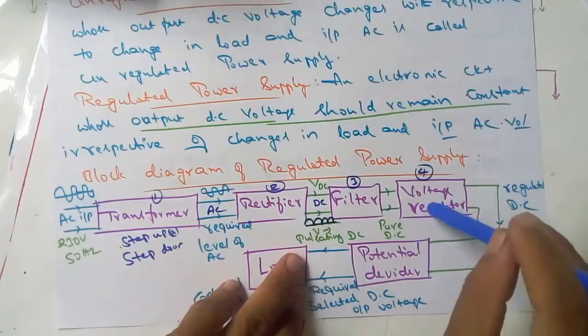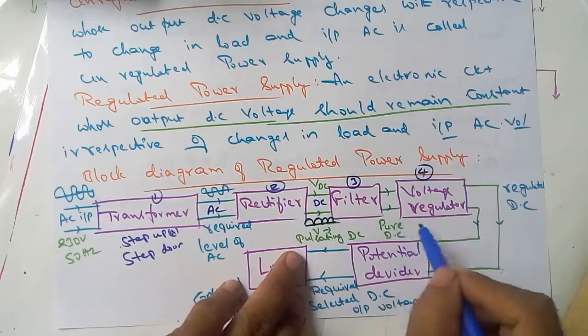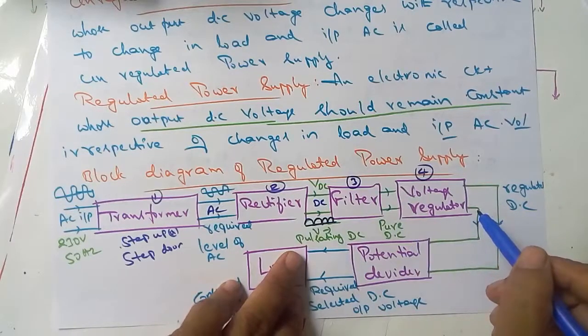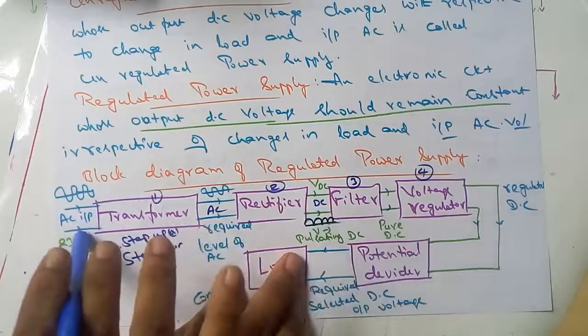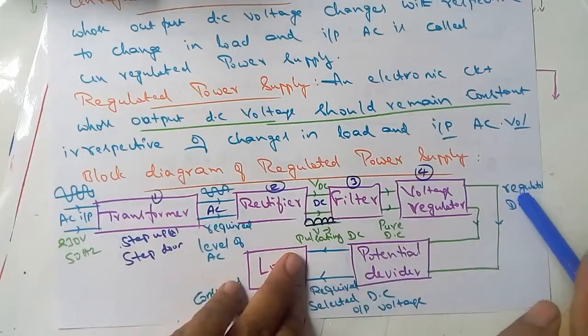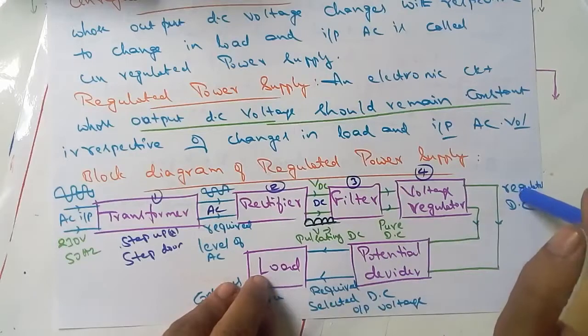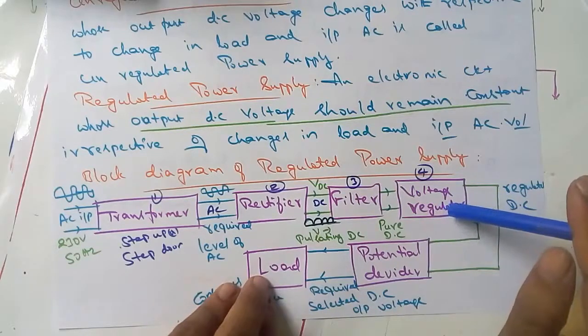So here, voltage regulator means what? The pure DC is there from the filter. That pure DC voltage will be regulated. Regulated means it is maintaining a constant output voltage. Whenever the input voltage changes, the regulated output voltage will not change. For example, if the load changes, that regulated DC output voltage will not change. That is called the voltage regulator. Understanding?